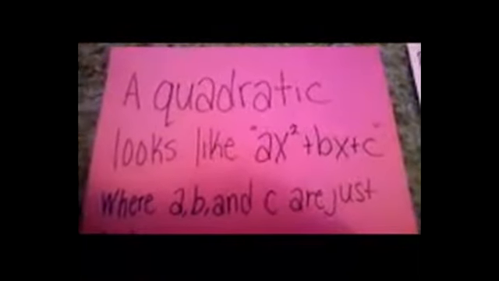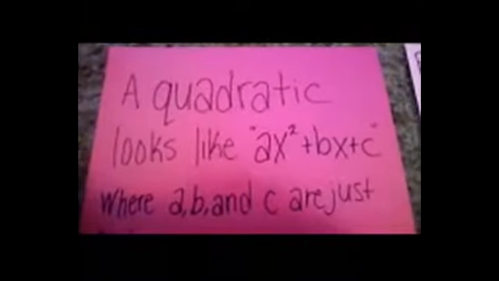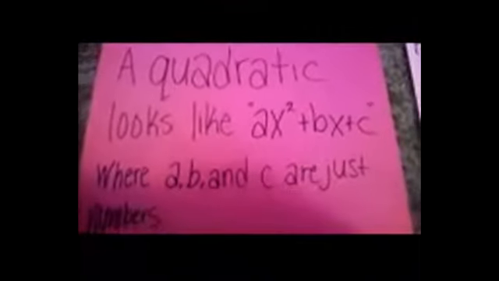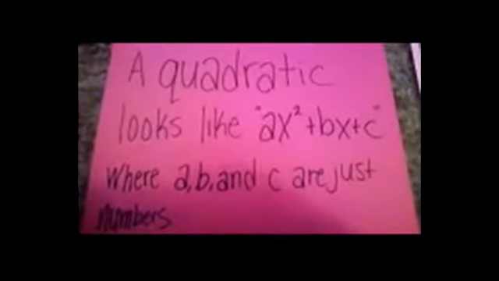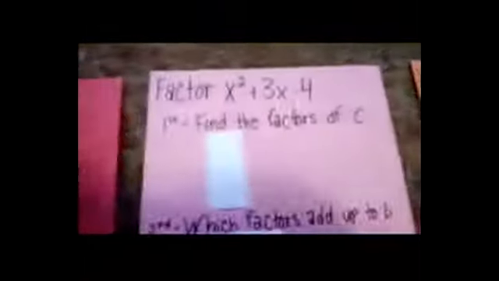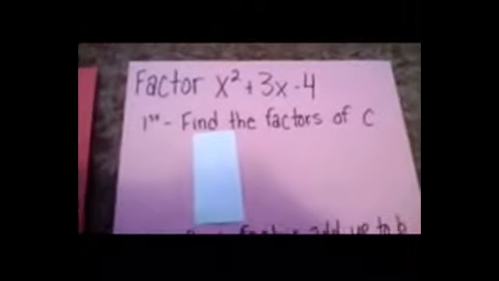Okay, so first, a quadratic looks like ax squared plus bx plus c, where a, b, and c are just numbers. An example would be x squared plus 3x minus 4. So using this example, let's factor it.